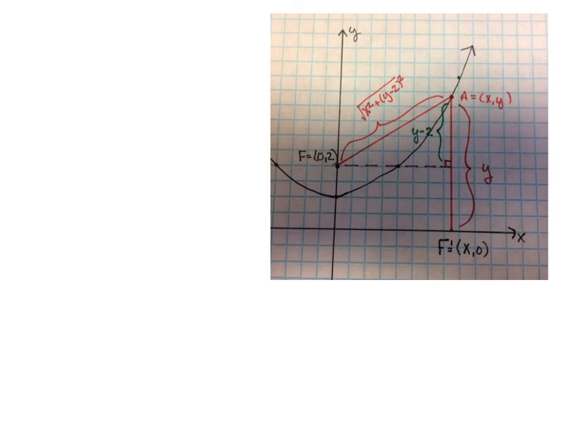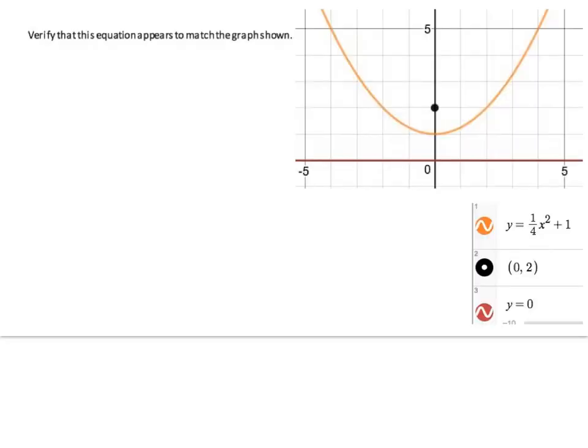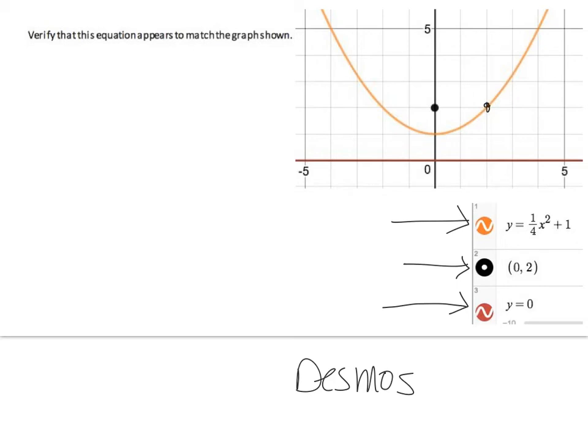All right, verify that this equation appears to match the graphs shown. I just used Desmos, remember Desmos, and I graphed the equation we found. I graphed the focus, and I also graphed the x-axis, which is y equals 0. We can see that, especially on points that hit a grid mark, this segment is equal to that segment. It's very easy because we can count 1, 2, 1, 2. But we can do that for any point on the graph. We would just have to do the Pythagorean theorem or something.